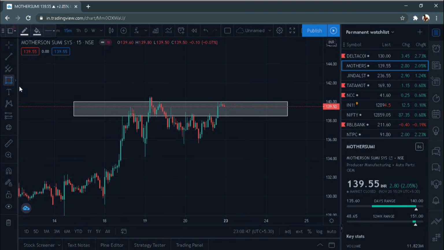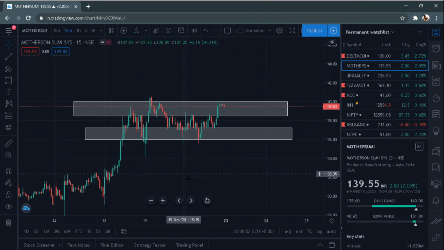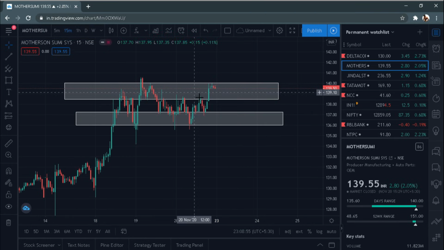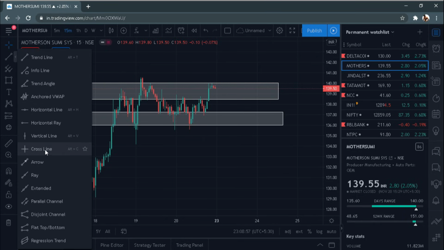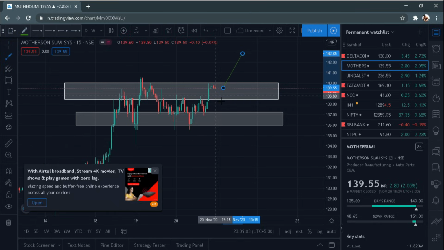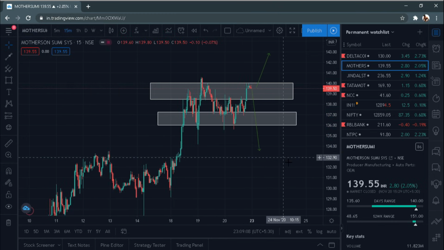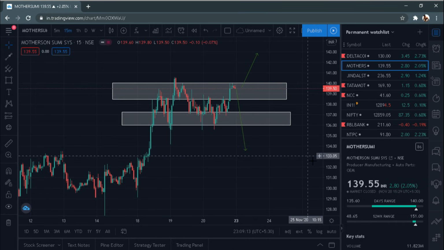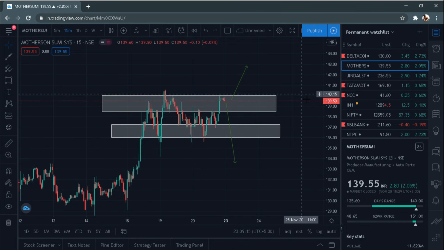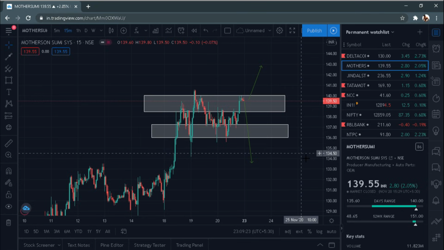And marking out the support levels, 136 to 137.25 looks like a very attractive support. If Motherson Sumi breaks above, it will give a very good buying opportunity, and if it breaks down below this support level, it will give a very good selling opportunity, because the next support that I see is at 133 rupees. So if it breaks 136, 133 should be an easy target, and if it breaks 140, it will go very high.